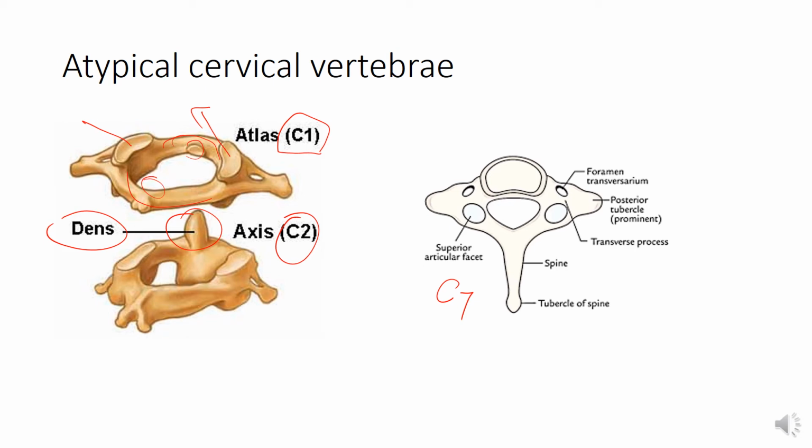The seventh cervical vertebrae is also known as the vertebra prominens. It possesses a long spinous process terminating in a swollen tubercle known as tubercle of the spine, which is easily felt at the back of the neck. The rest of the features are the same.